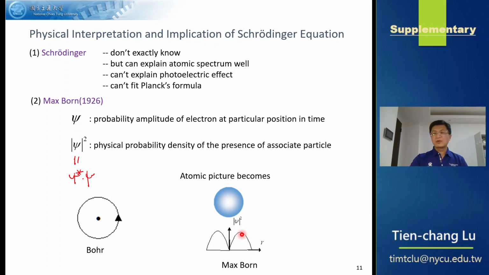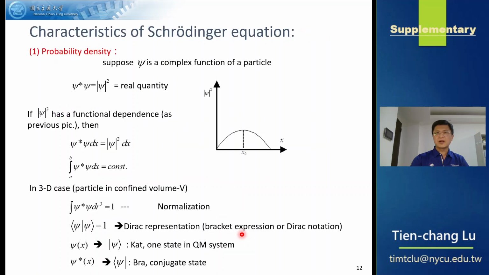We're still not able to determine deterministically, at a specific time, that we can be 100% sure the electron is located over there. So this is the first interpretation by Max Born, that the wave function squared represents the probability density of the particle. In the following, I'm going to give you 5 characteristics of the Schrödinger equation.